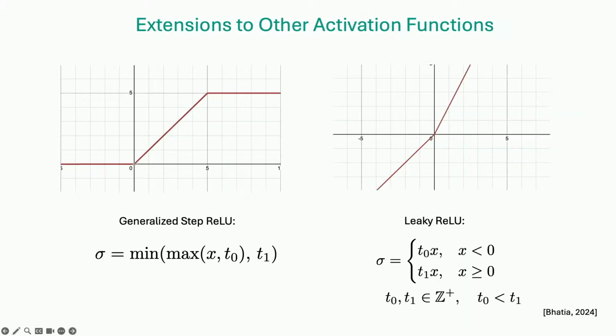There's some work that my student Shiv has done. You don't need just ReLU activation. You can extend it to other activation functions, and you get another tropical representation as well. The generalized step ReLU is another activation function, where it works for leaky ReLU. This is particularly important in the vanishing gradient problem. It also has a tropical representation.